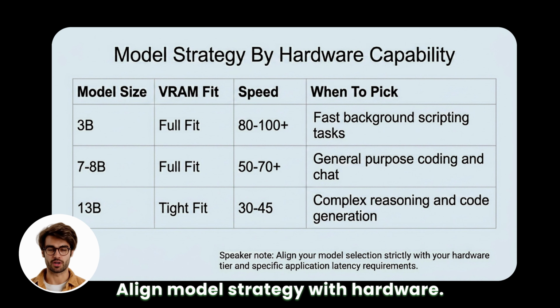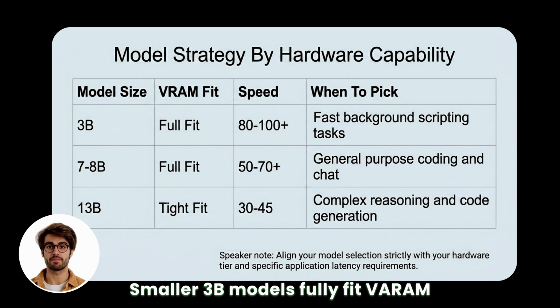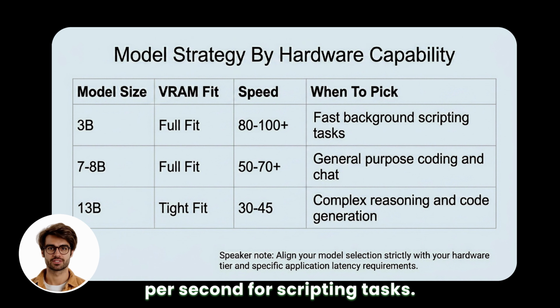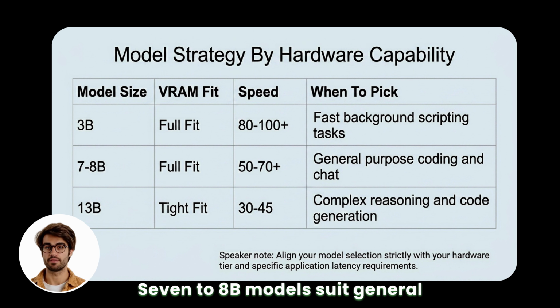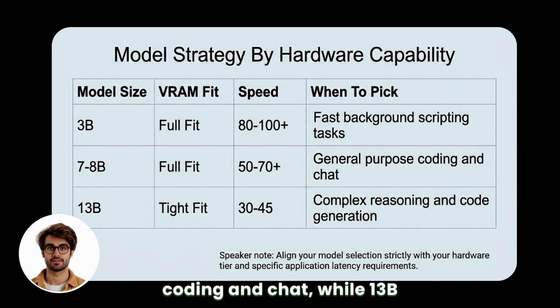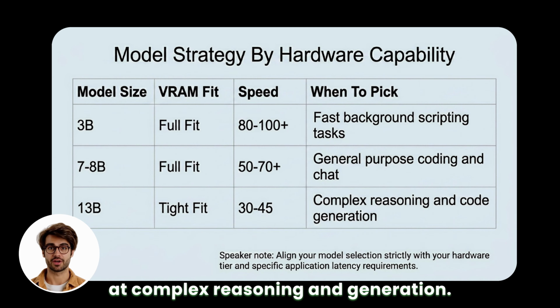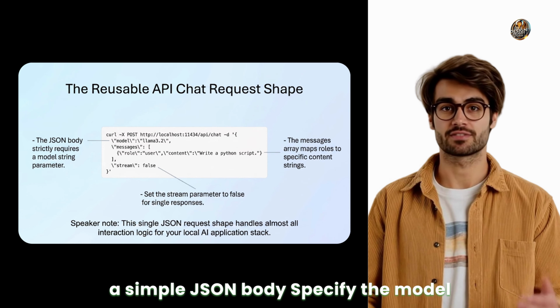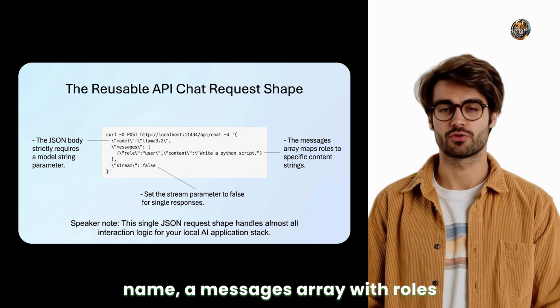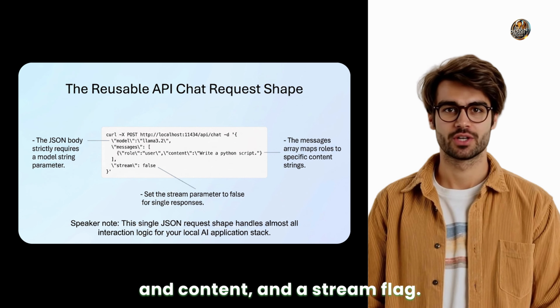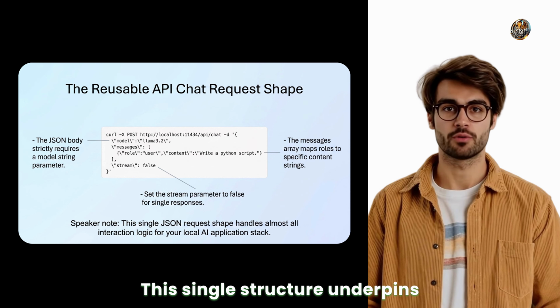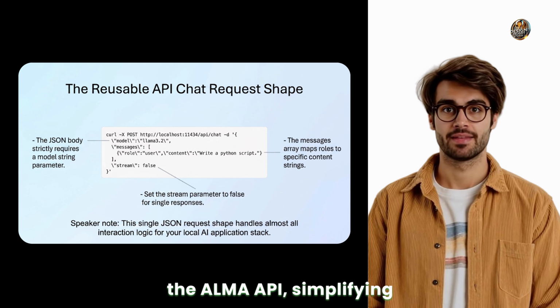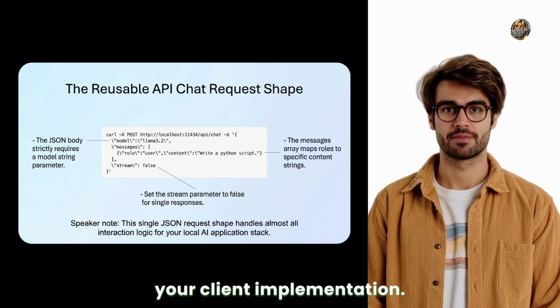Align model strategy with hardware. Smaller 3B models fully fit VRAM and deliver 80 to 100+ tokens per second for scripting tasks. 7 to 8B models suit general coding and chat, while 13B models, though slower, excel at complex reasoning and generation. The reusable chat request uses a simple JSON body. Specify the model name, a messages array with roles and content, and a stream flag. This single structure underpins most interactions with the Ollama API, simplifying your client implementation.